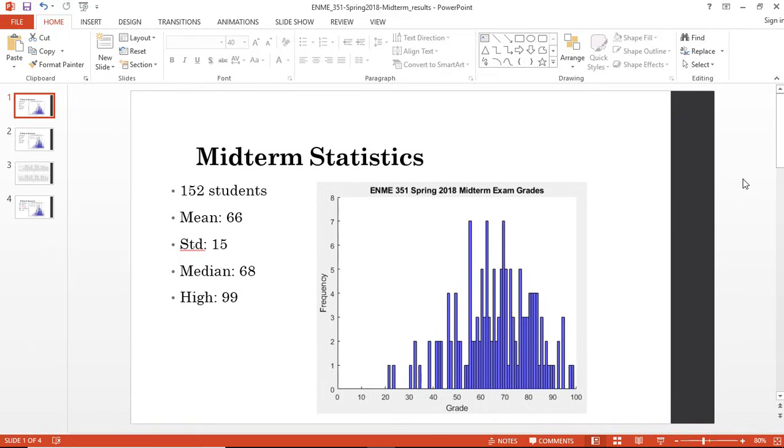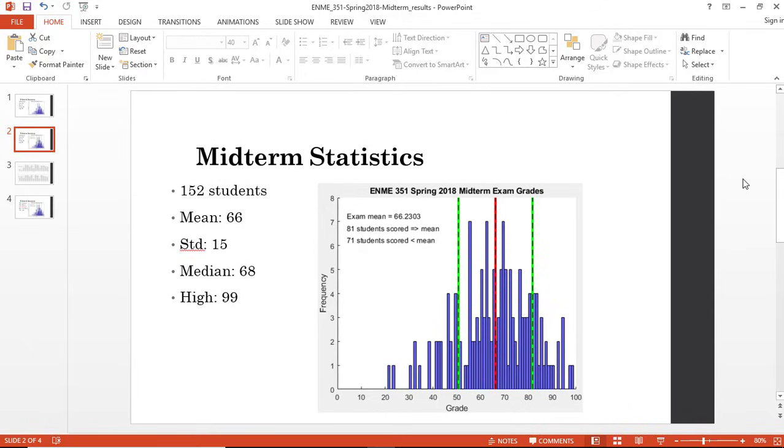In terms of the statistics for this exam, we had 152 students take the exam. The average of all 152 students was a 66. The standard deviation across all students was 15. The median was 68. And the high score for this exam was a 99. So as you see here, about 81 students scored above the mean and 71 scored below the mean.